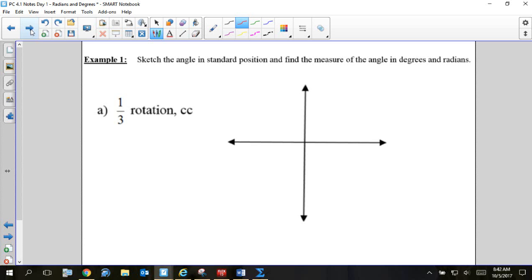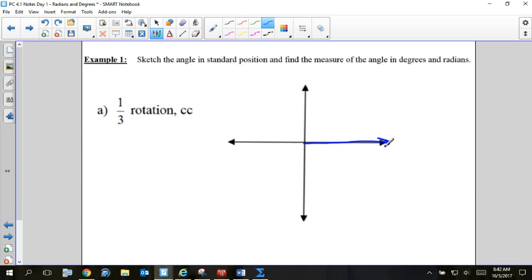All right, so example 1, we need to sketch an angle in standard position and find the measure of the angle in degrees and radians. So this says we're going to do 1/3 rotation of the whole circle, and CC means counterclockwise. So go ahead and draw your initial side, the starting one. And then we need to go 1/3 of the way around.